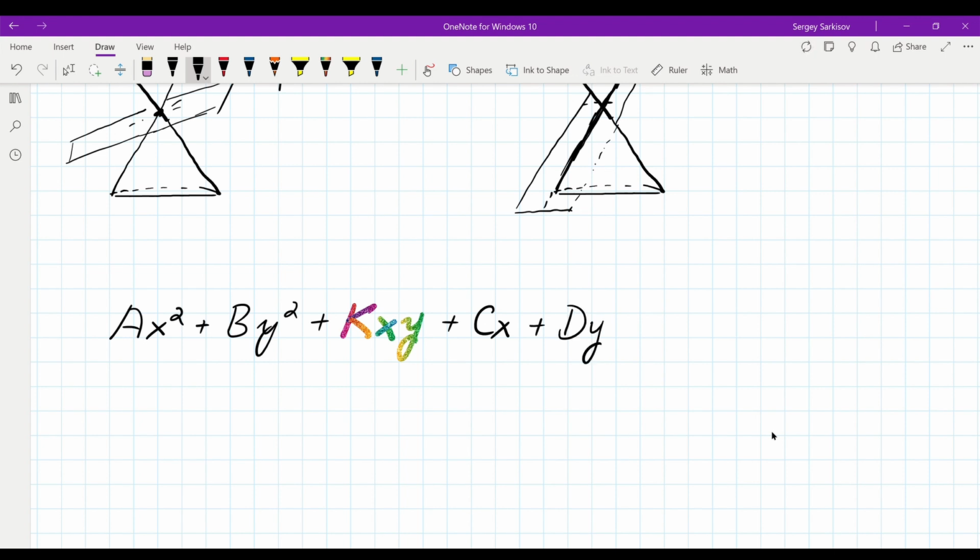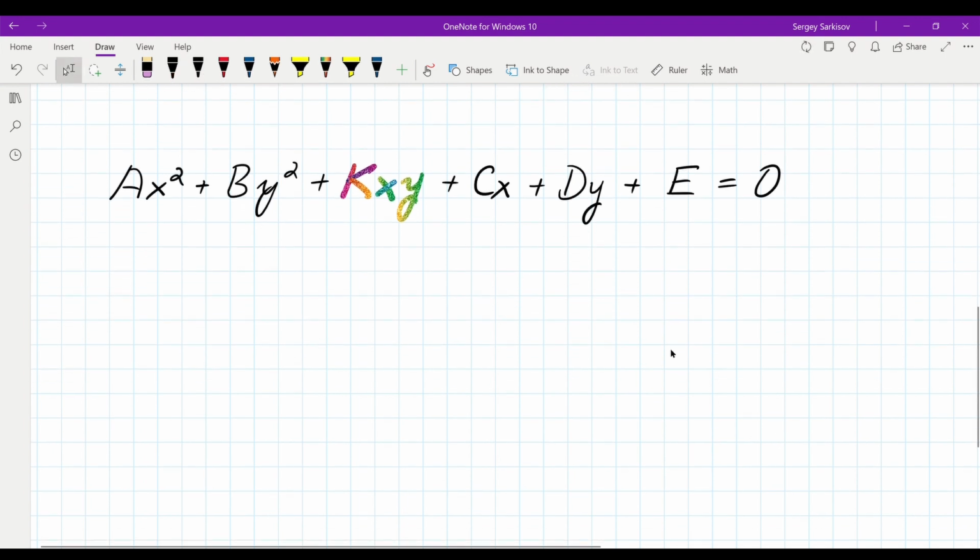But if you do this, cx plus dy plus a constant e equals 0, okay? Equals 0, you can put the e on the right side, it'll be a number. Anyway, that actually, everyone, is the general form of any conic section.